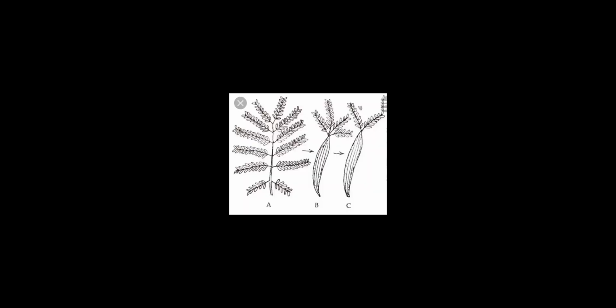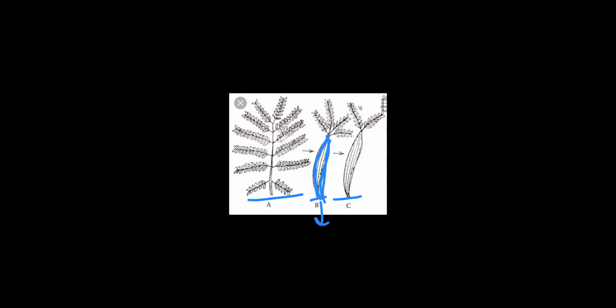Next modification is for photosynthesis. For that, which one is the example? That is Australian acacia. See, this is the Australian acacia plant. In that, initially the structure is as in this figure, then gradually modification occurs, and this is the petiole. This is the petiole of the Australian acacia.